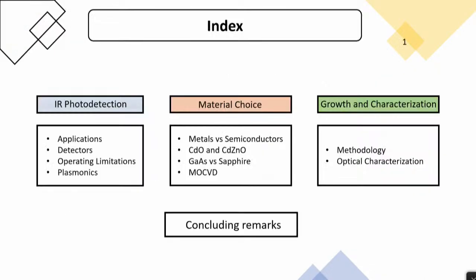So I divided the talk in 3 parts. First, we will speak a bit about photodetection, which is the application we want to tackle. Then we will talk about the material choice and how we are going to do it, and then a little bit of how we actually do it, and then some concluding remarks.